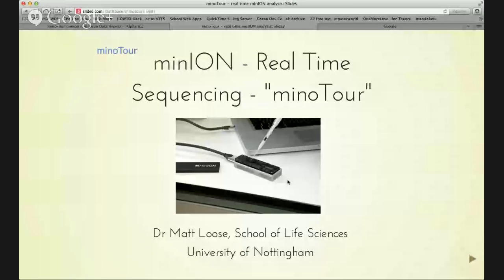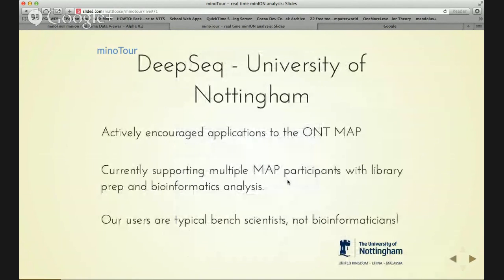Thank you. Great. So hi, my name is Matt Luce from Nottingham, and it's good to have the opportunity to talk. Today I'm going to be talking to you about some work we've been doing to try and develop real-time analysis of MinION data. I just wanted to give you a little bit of context at the start as to what we're doing on the program and why we're here.